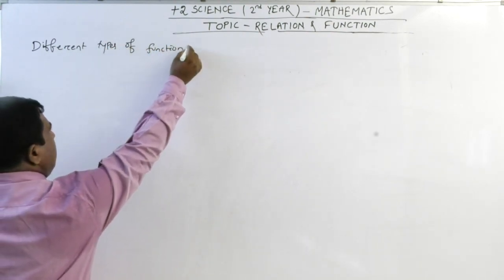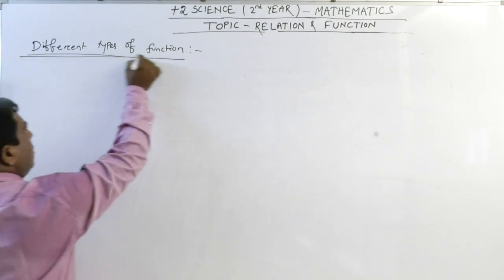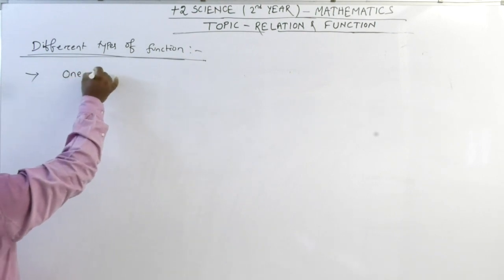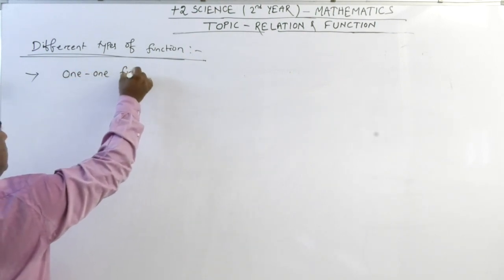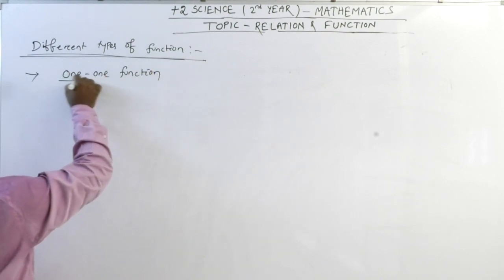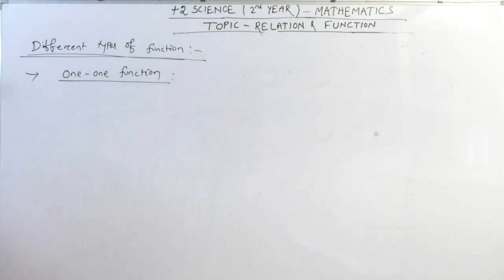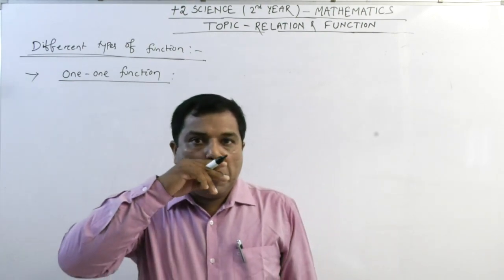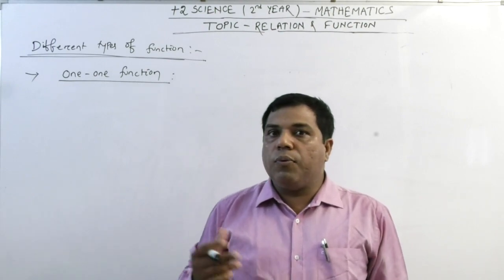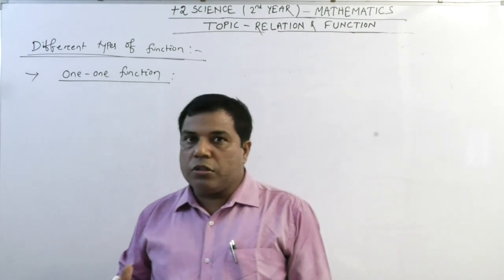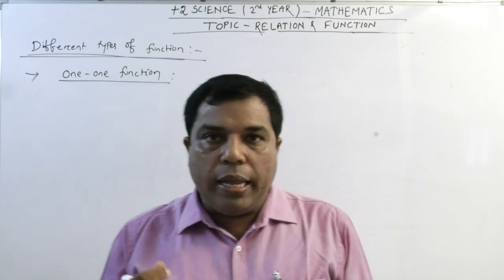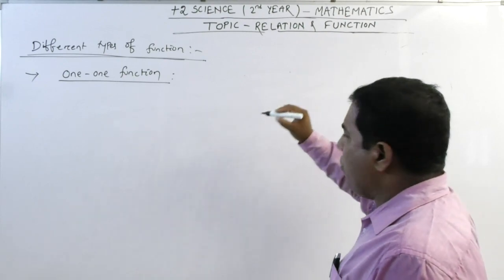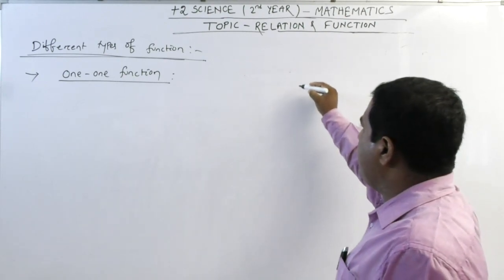Okay, in different types of functions, first of all we are going to read about the one-one function. According to their connection, the functions are categorized in different ways. So the first one is the one-one function. Okay, what does the one-one function say? We will elaborate this concept through an example. You see, first we will go for an example, then we will go for a definition.